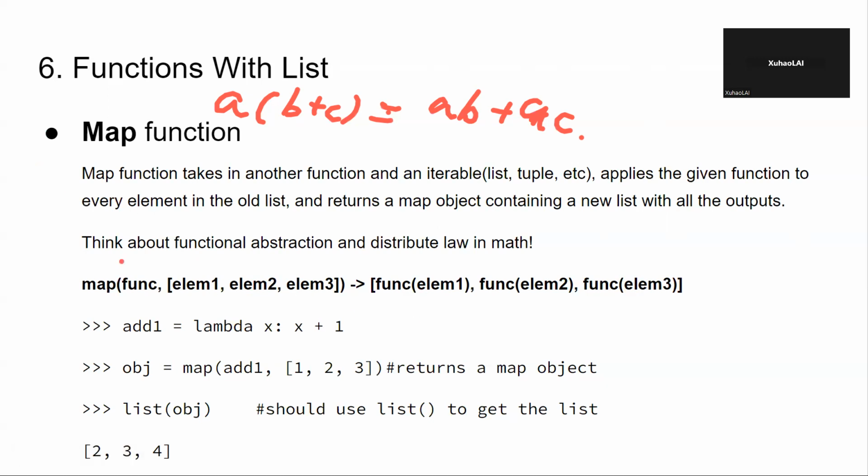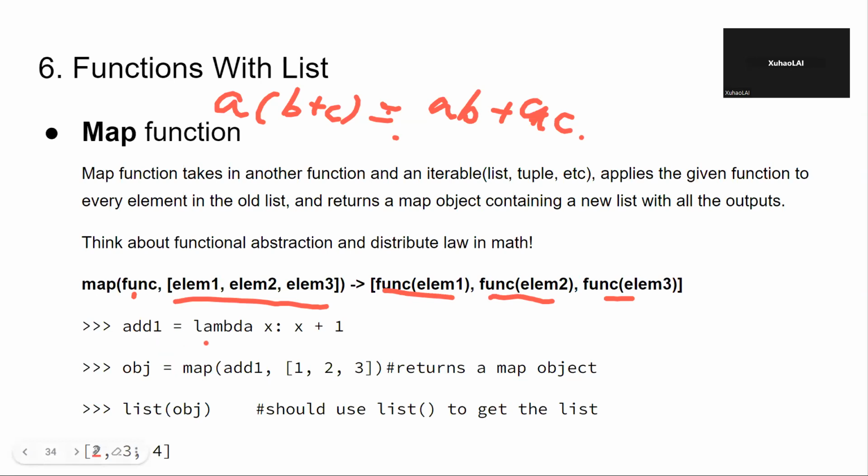So yeah, map of function, and then I have a list. It will become function of element one, function of element two, function of element three. So that means distribution. This will return the output of the function by taking element one into the function, and this also returns an output by taking in element two, and this is the same. Yeah. So I have an example here.